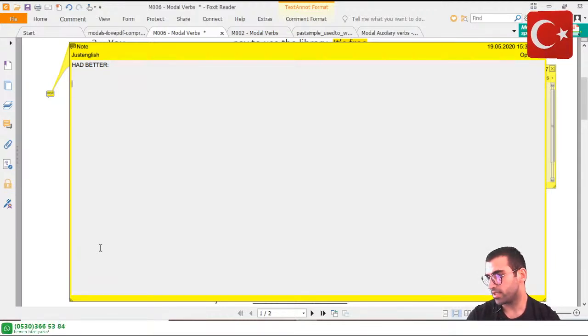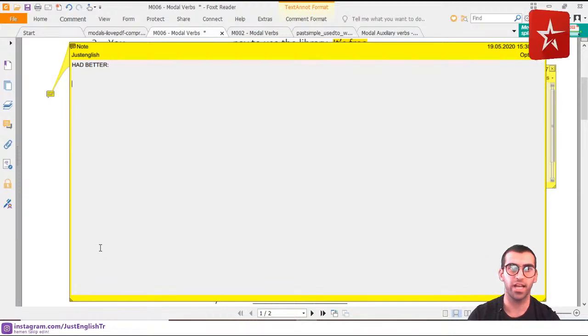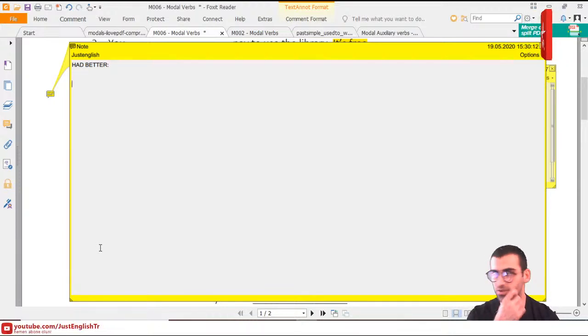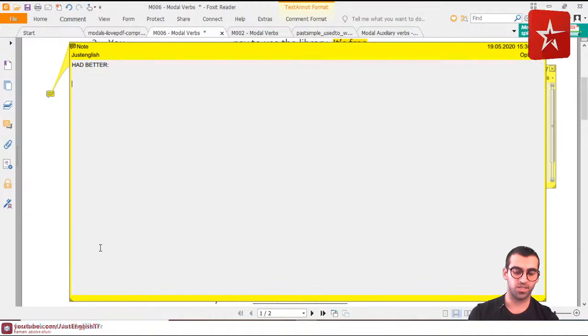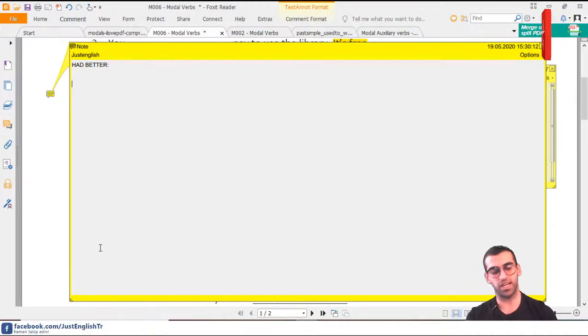Can you write a sentence? Yes, had better. Had better is one of the modal verbs, and you have to use it in the sentence. But don't go to Google. Don't use any other sources. Don't use any materials.